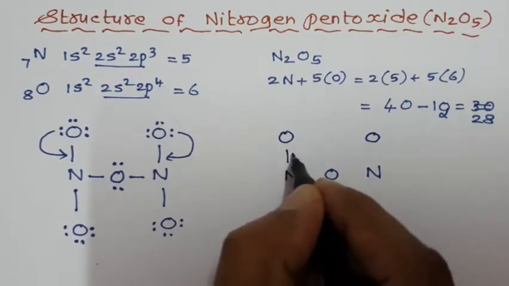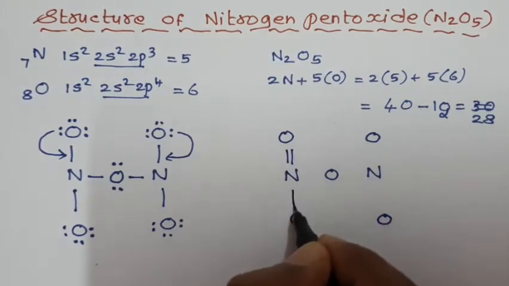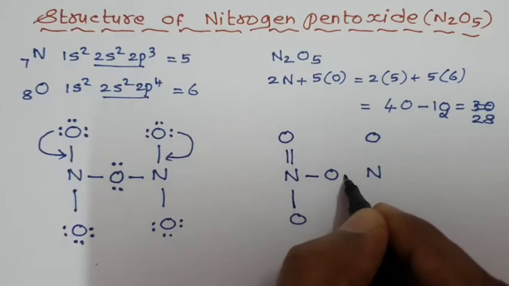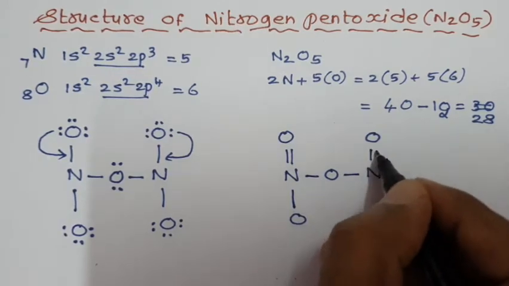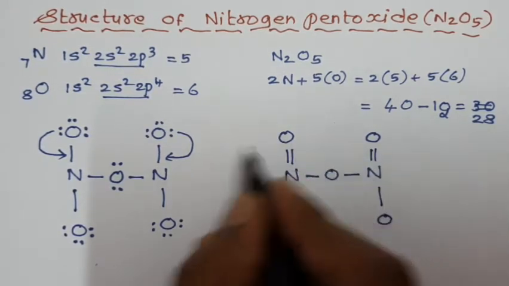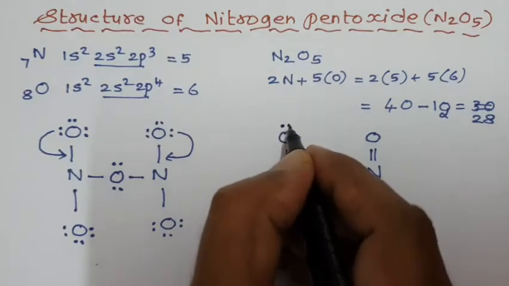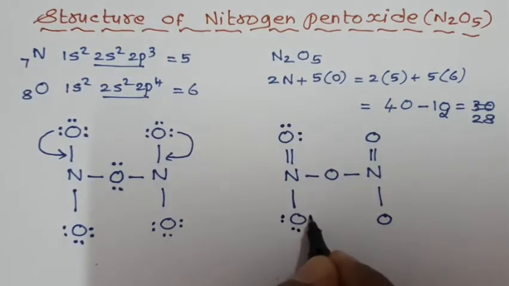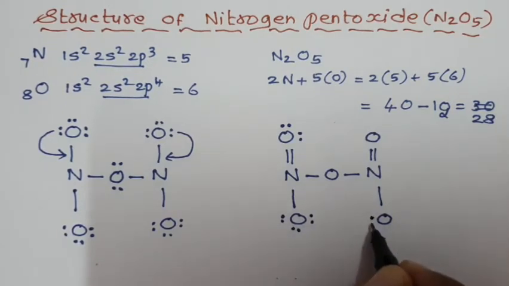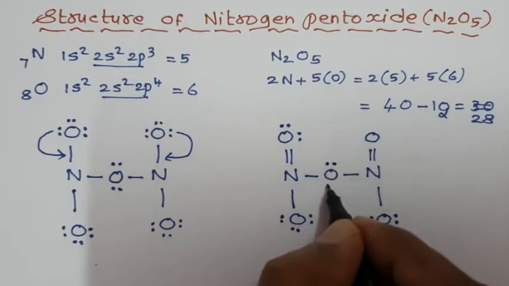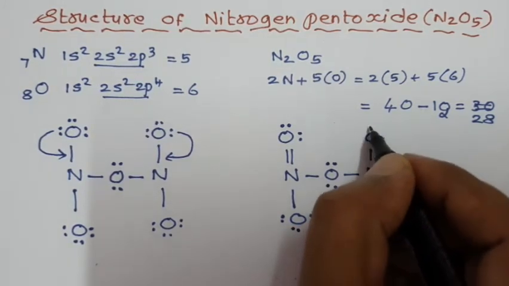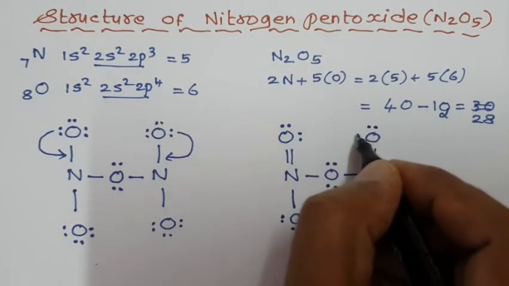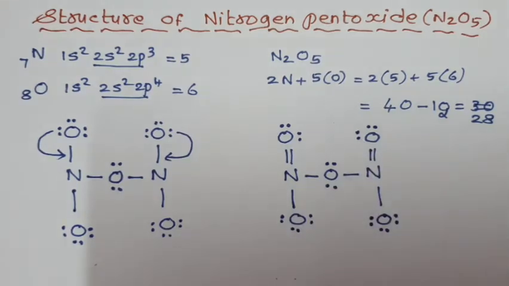Here you have a double bond to oxygen, and single bonds. Here also a double bond to oxygen, and a single bond. Fill the remaining lone pairs of electrons: 2 lone pairs, 3 lone pairs. Here also 3 lone pairs, 2 lone pairs, here 2 lone pairs. There is no lone pair on nitrogen.